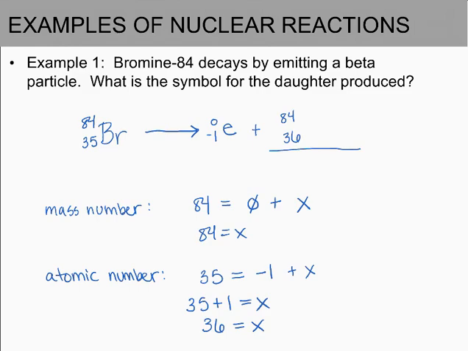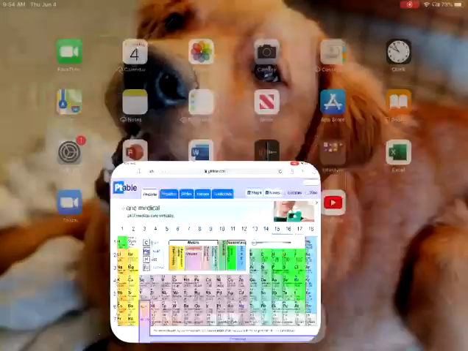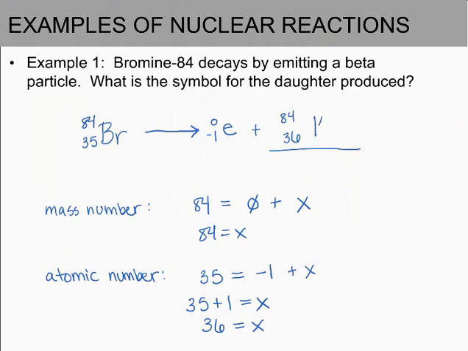Now let's look up atomic number 36 on the periodic table and figure out what our new element is. So right next to bromine, we have element number 36, which is krypton, Kr. So we're producing a noble gas in this reaction. Okay, so not too bad. All we have to do is some simple addition or subtraction, and then we also have to consult a periodic table if we don't have all the elements memorized.